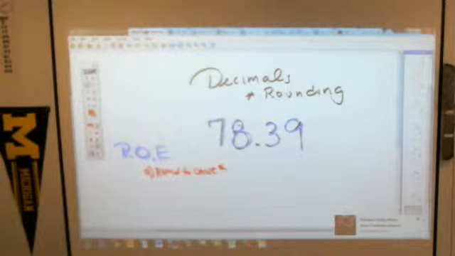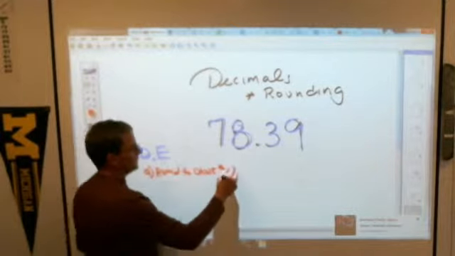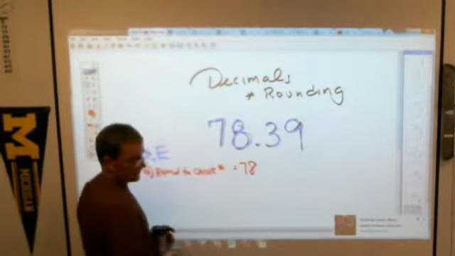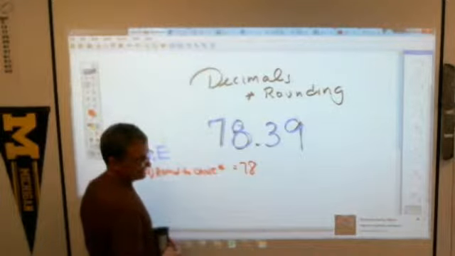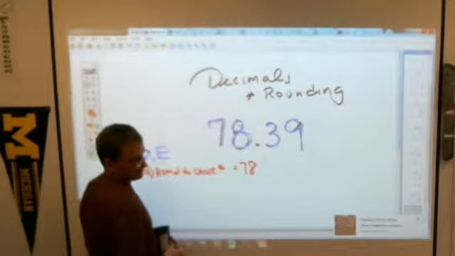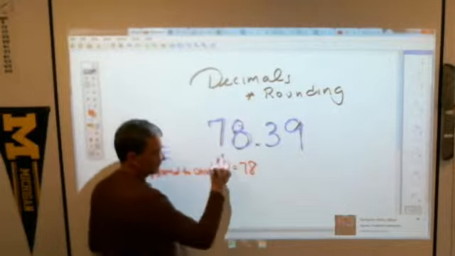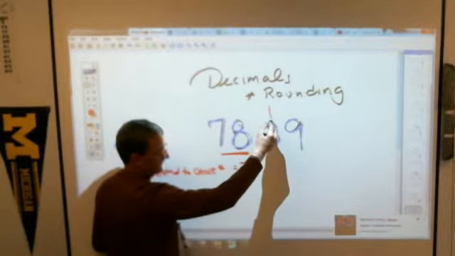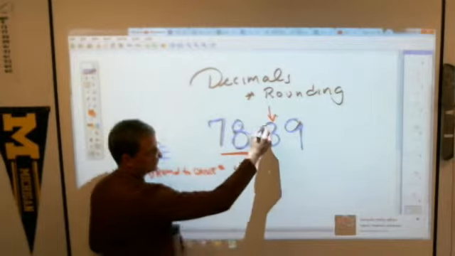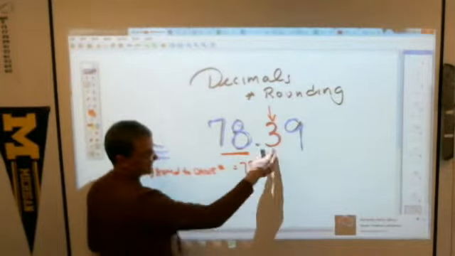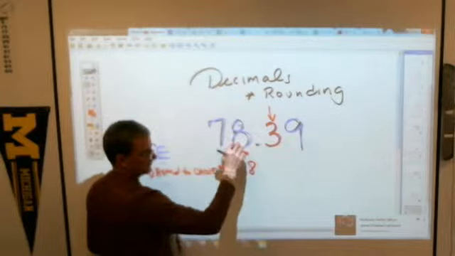What is 78.39 rounded to the nearest whole number? Andrew? 78. Okay, so your answer to this is 78. Why did you know it was 78, Andrew? Why wasn't it 79? Because 39 is close to 2. I mean, it's not above 50. Okay. Really, when you look at this, the only number that matters is the number right after the one you're rounding. Since this was a 3, that's less than 5, so this stays the same. It would change if it was greater than 5.